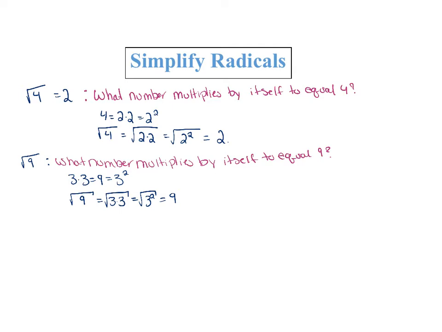These two numbers are called perfect squares. 4 and 9 are perfect squares. A perfect square is a number that, when you take its square root, is a whole number. If we look at something like the square root of 8, this is not a perfect square.